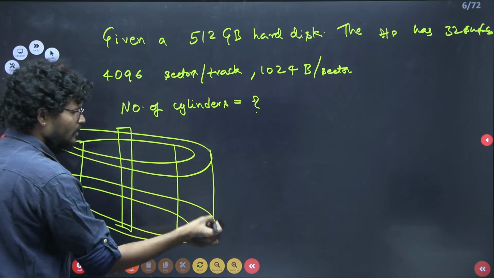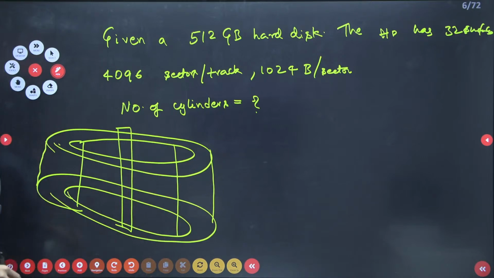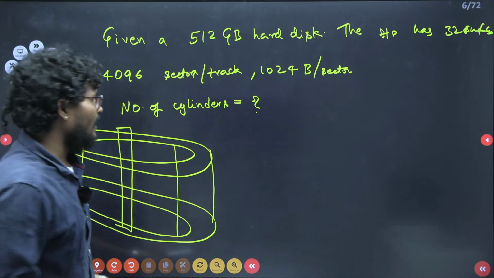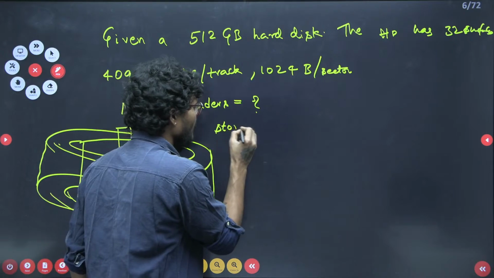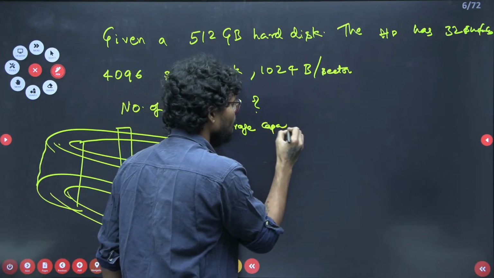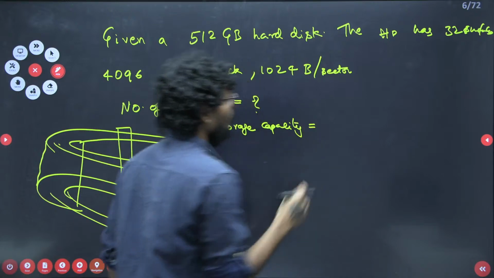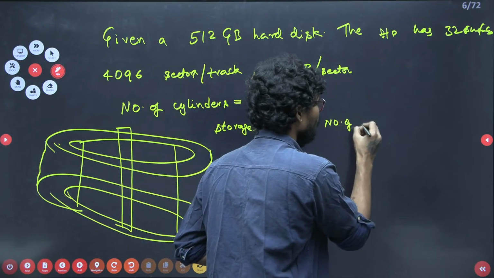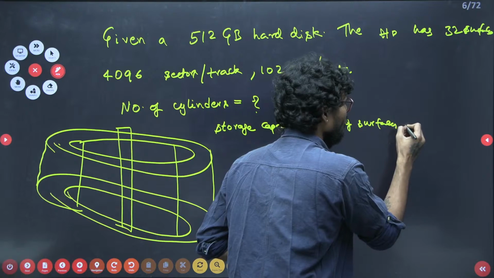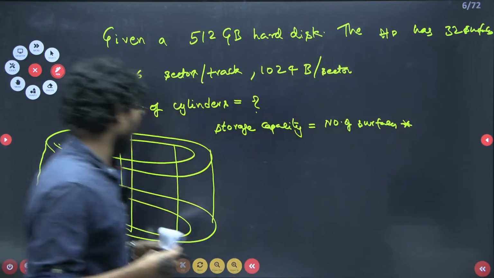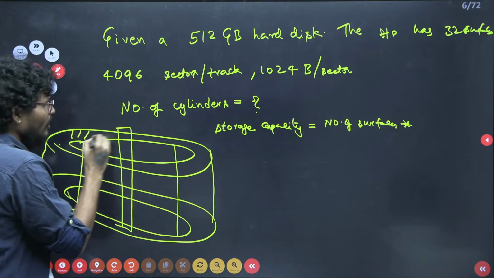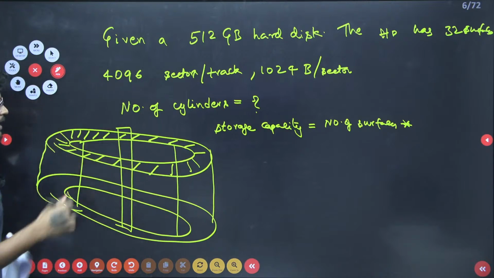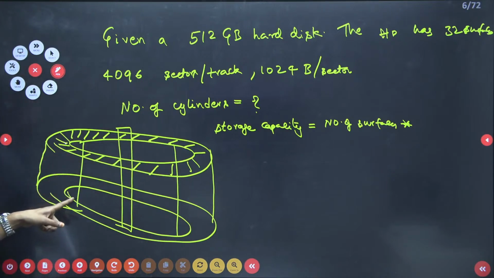And these tracks together on all platters, we call it a cylinder. So how do we know the storage capacity of a hard disk? The storage capacity is given by the total number of surfaces, which should be multiplied with the tracks, since each surface is divided into tracks, right? And track 0 on each surface forms cylinder 0.